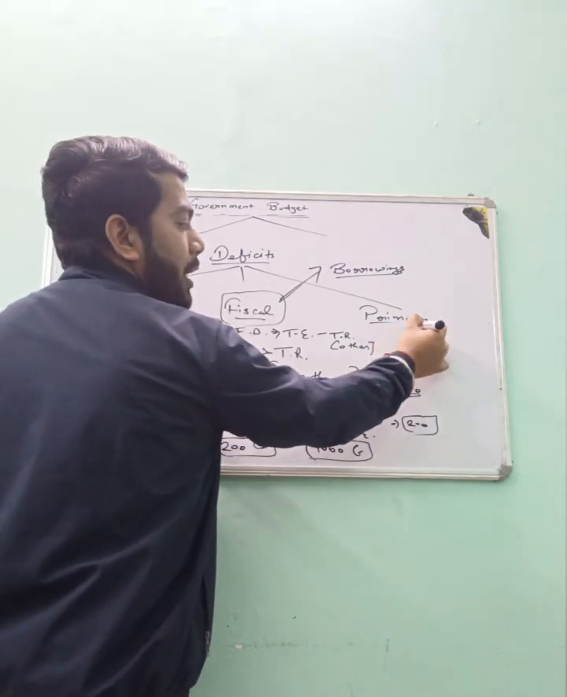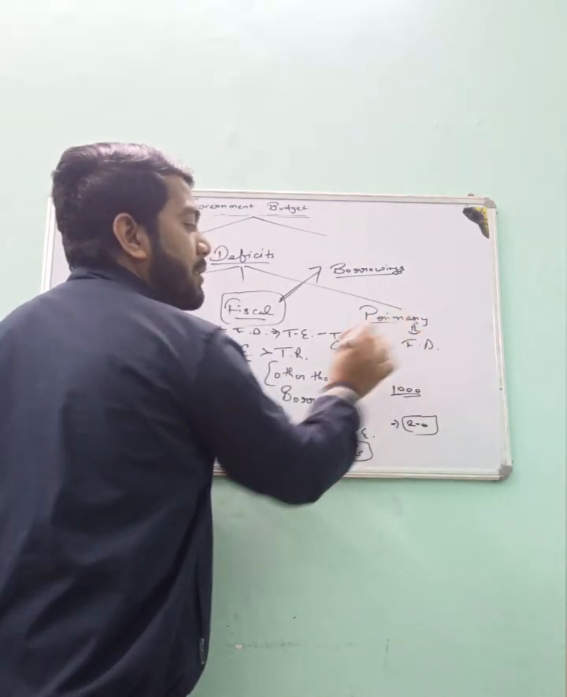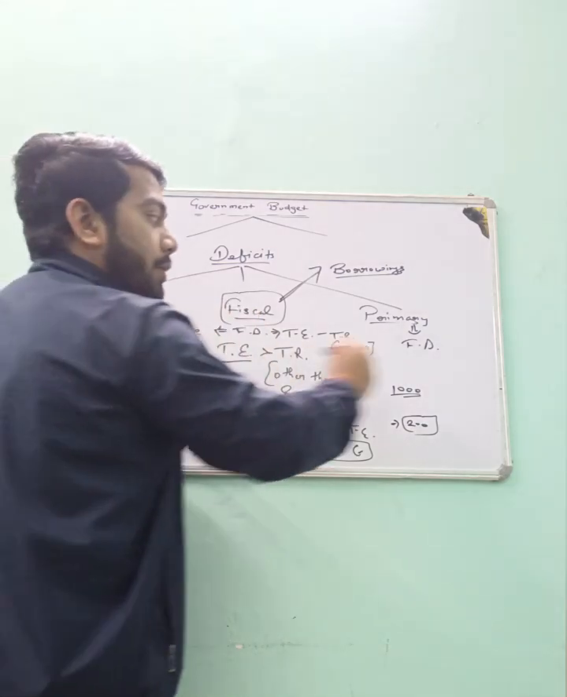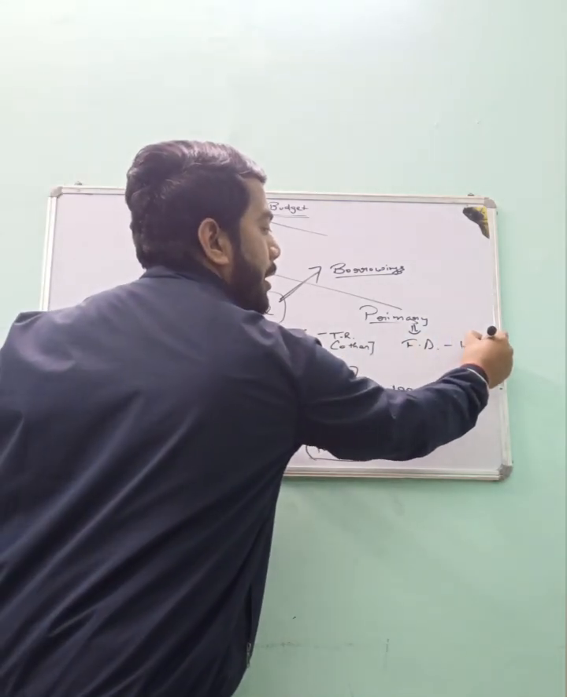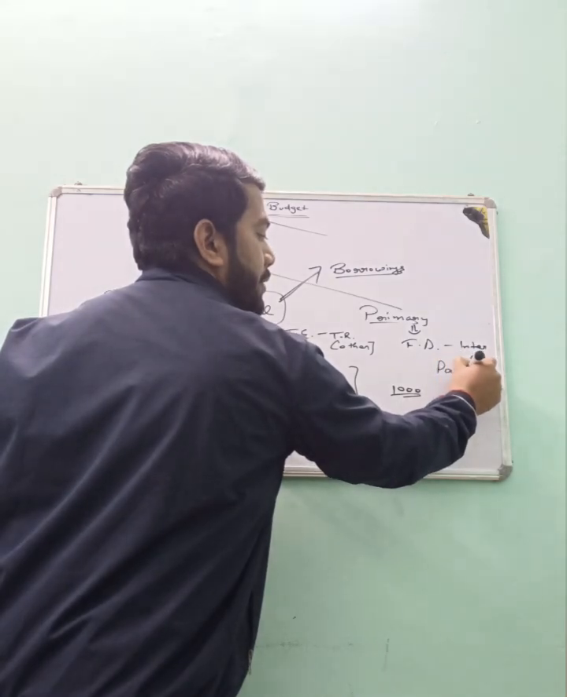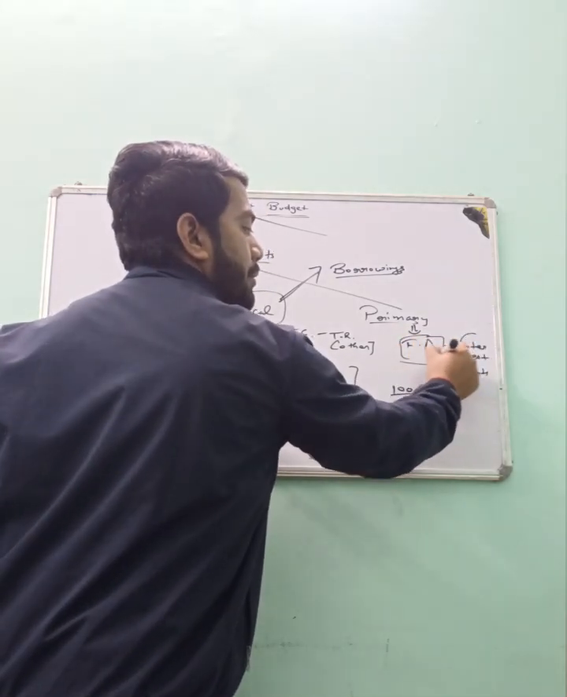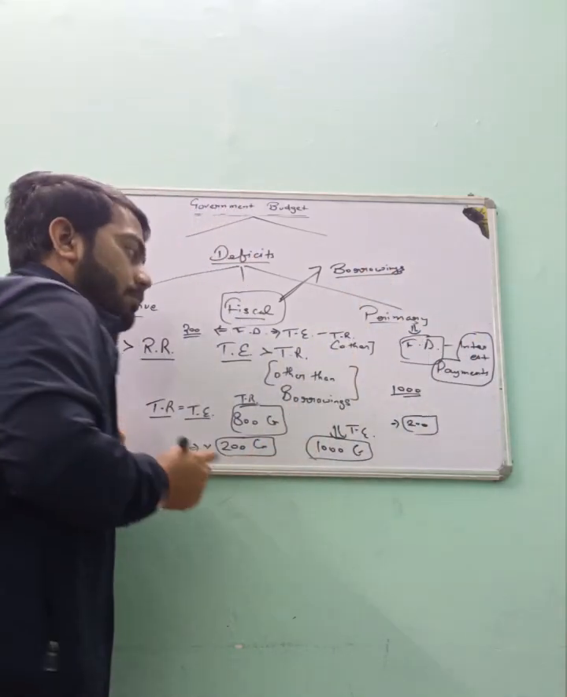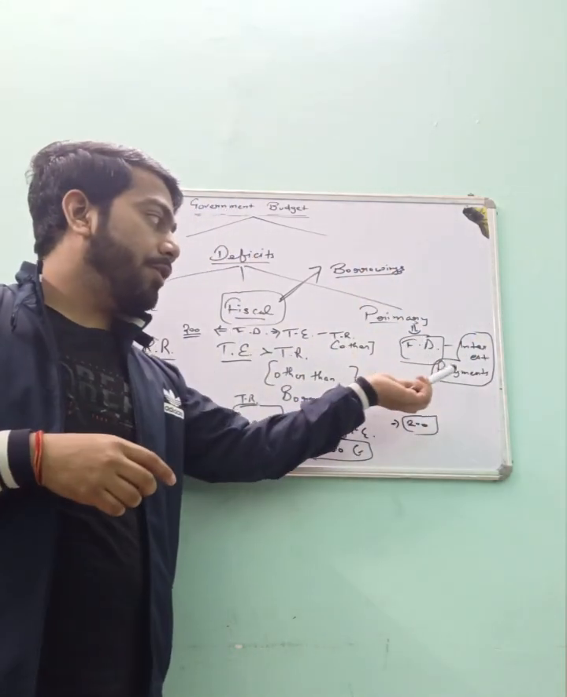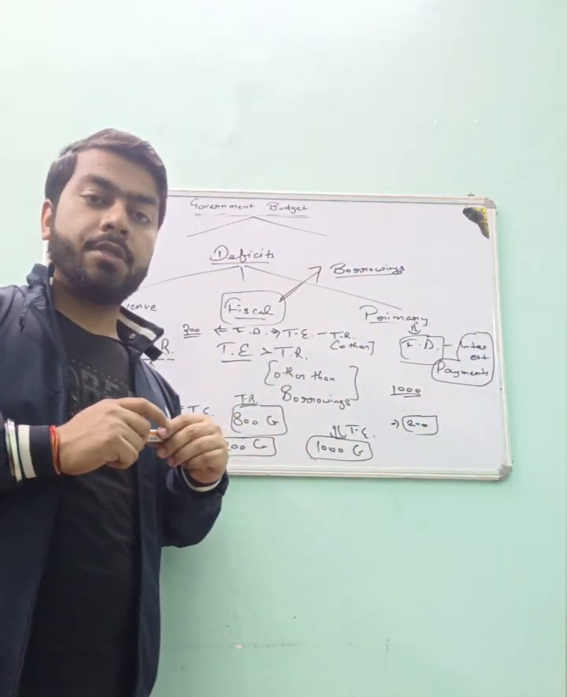And the last one is primary deficit. The formula of primary deficit is fiscal deficit minus interest payments. Once we subtract interest payments from fiscal deficit, we get primary deficit. Is that clear?